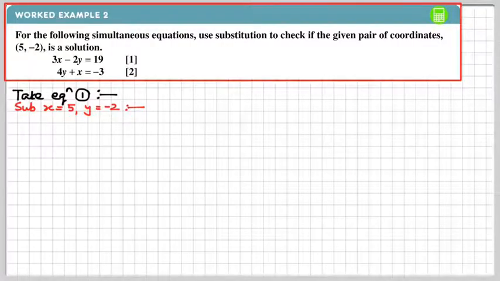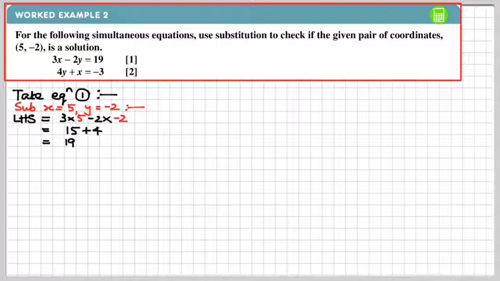Substitute x is 5, y is -2 into that equation. Now, on the left-hand side is 3x minus 2y, so it's 3x, where x is 5, minus 2 times -2. Be careful of that one. Negative times a negative gets you a plus. So that gets you 15 plus 4, which is 19. Oh, look, that's the same as the right-hand side. Isn't that great? So it did work in equation 1.